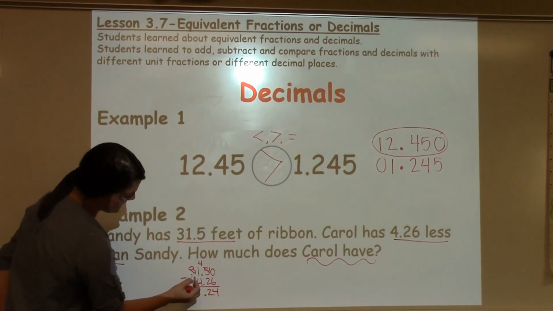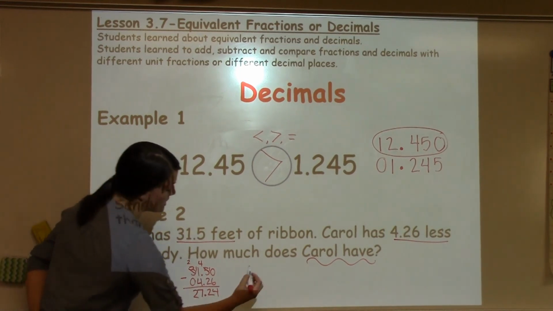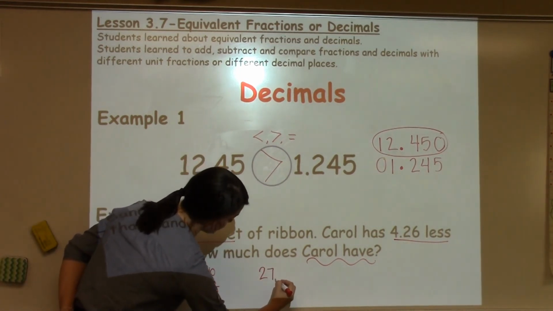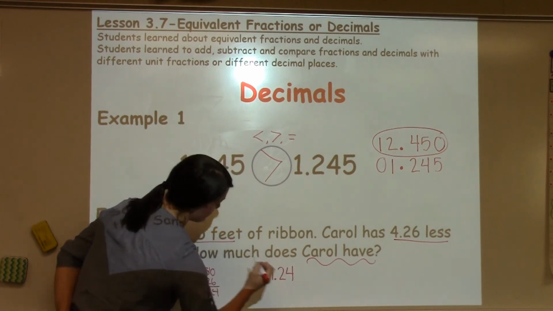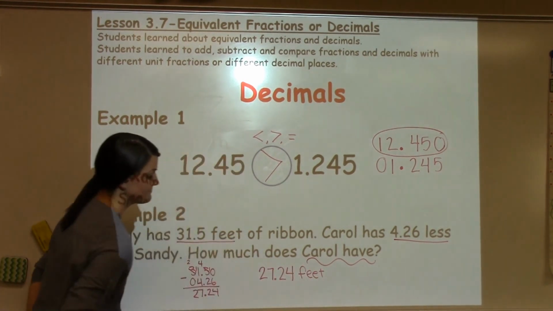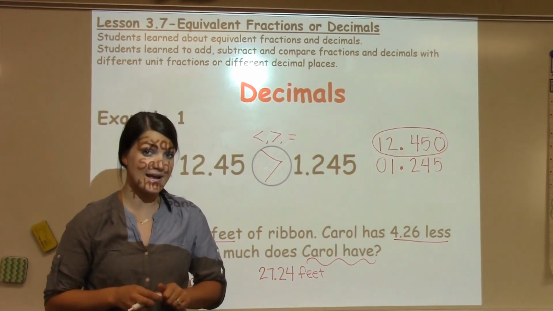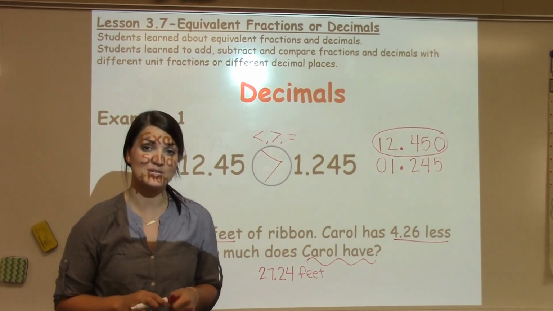1 minus 4 I cannot do. 11 minus 4 is 7. 2 minus 0 is 2. So my final answer would be 27 24/100 feet of ribbon. If you have any other questions about comparing, adding, or subtracting fractions and decimals, make sure to see your math teacher.